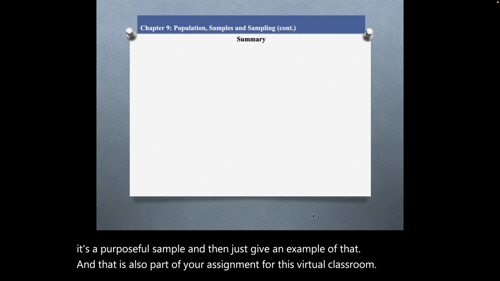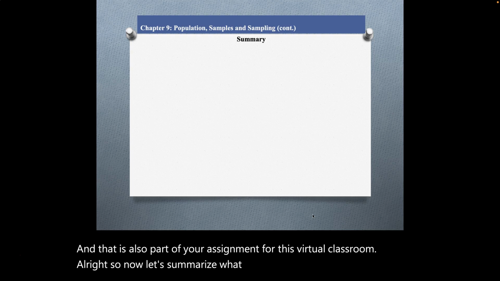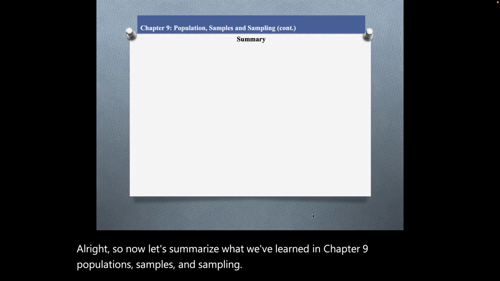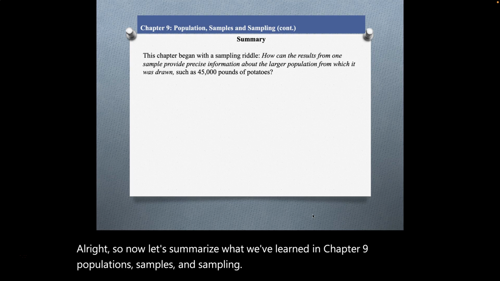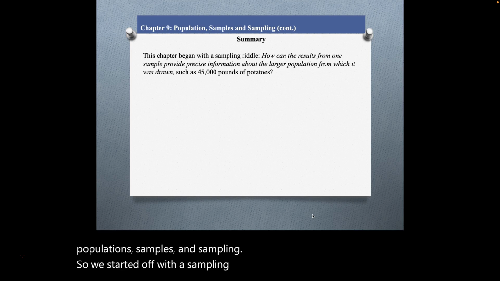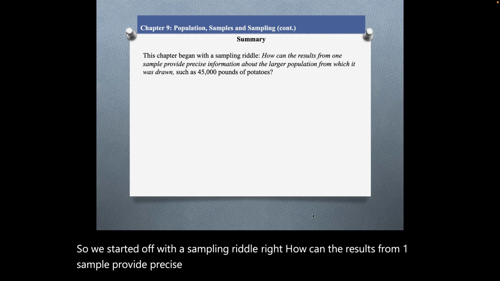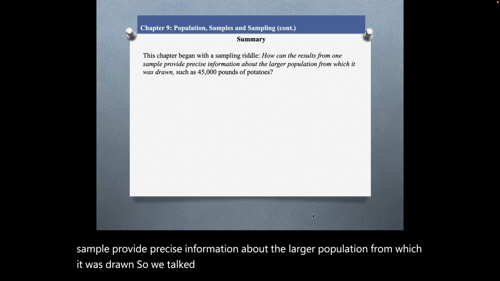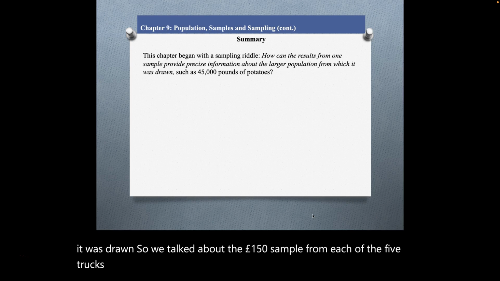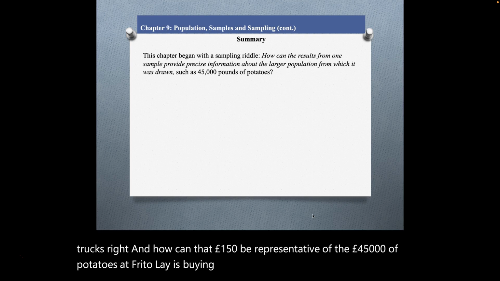All right, so now let's summarize what we've learned in Chapter 9, Populations, Samples, and Sampling. So we started off with a sampling riddle, right? How can the results from one sample provide precise information about the larger population from which it was drawn? So we talked about the 150 pounds sample from each of the 5 trucks, right? And how can that 150 pounds be representative of the 45,000 pounds of potatoes that Frito-Lay is buying from these farmers?